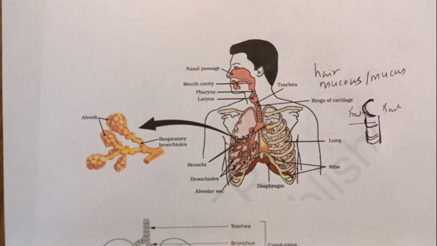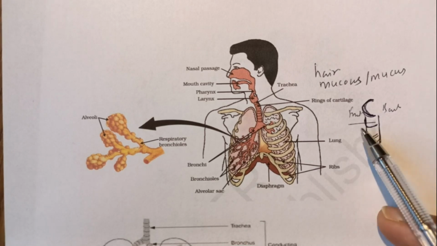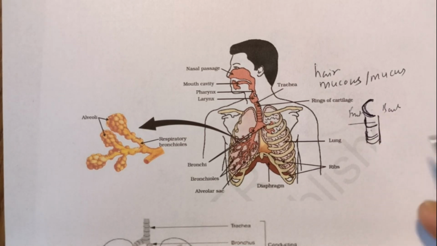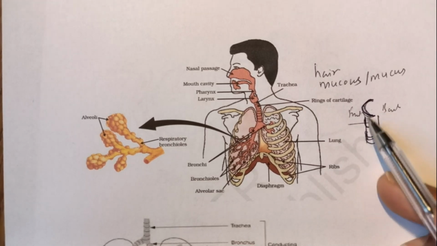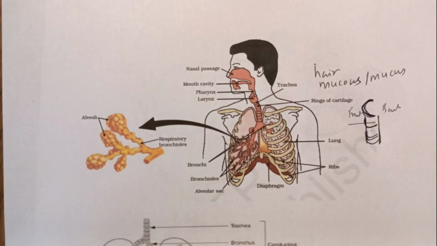Now, because of these cartilages, the trachea doesn't collapse. In some people, these cartilages may not be very well developed and the airways then collapse and they have difficulty in breathing. So they can die if they don't get help in time. But you don't need to know all those medical conditions at this stage.